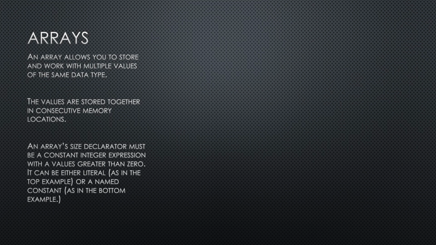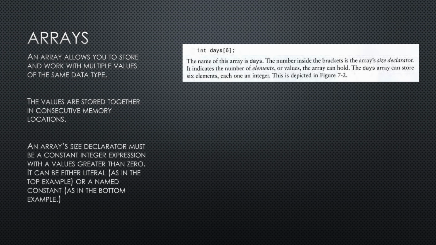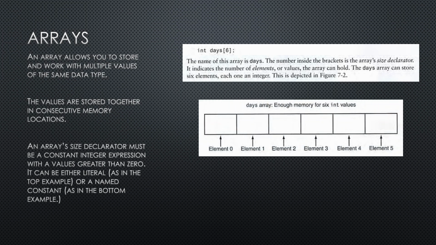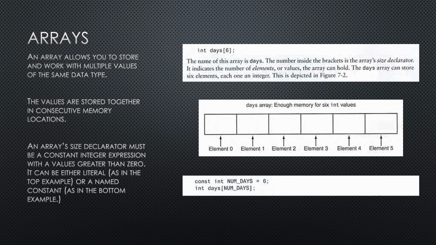An array allows you to store and work with multiple values of the same data type. The values are stored together in consecutive memory locations. An array's size declarator must be a constant integer expression with values greater than 0. It can either be literal, as in the top example, or a named constant, as in the bottom example.